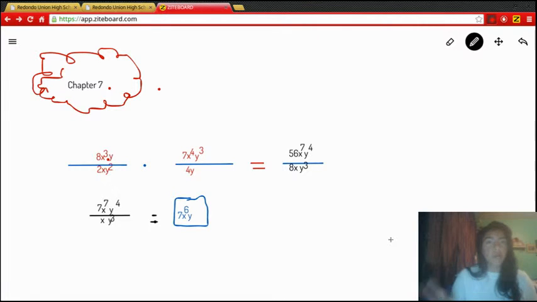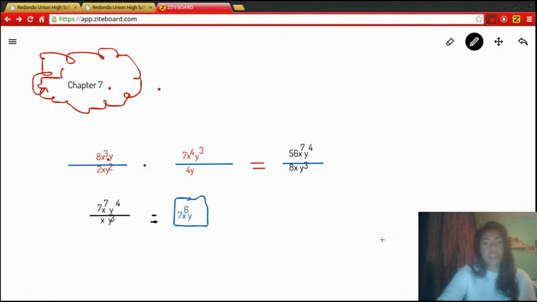So 56 divided by 8, you get 7. Then since it's multiplying, anytime you have similar variables and you're multiplying, you may cancel out. But any other time when it's either adding or subtracting, that is not possible. It must be multiplying in order for you to eliminate variables.